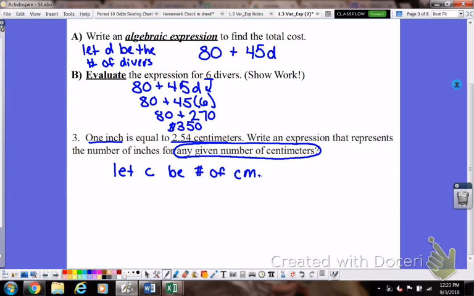So then our expression, if 1 inch equals 2.54 centimeters, then how would we find out how many centimeters 10 inches are, or 5 inches, or in this case, any given number? We're going to be multiplying. So 2.54 times C, because we do not know what C is. Now again, notice there is no multiplication symbol here. When we're working with variables and you see a number right next to a variable, that represents multiplication, so that's all you have to put. So our expression, 2.54C, it does not ask to evaluate, so that is the end of that problem and the end of this lesson.